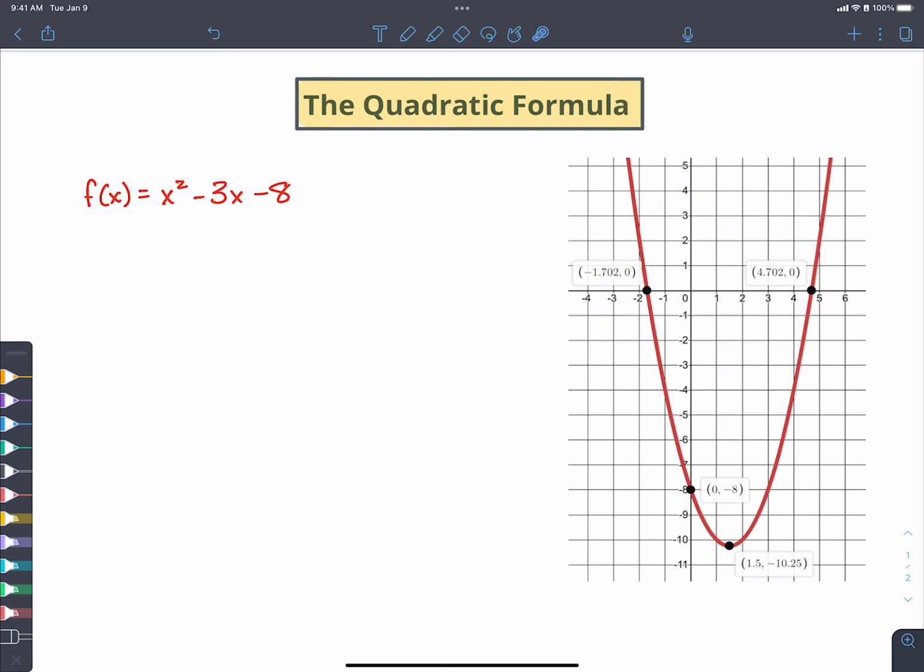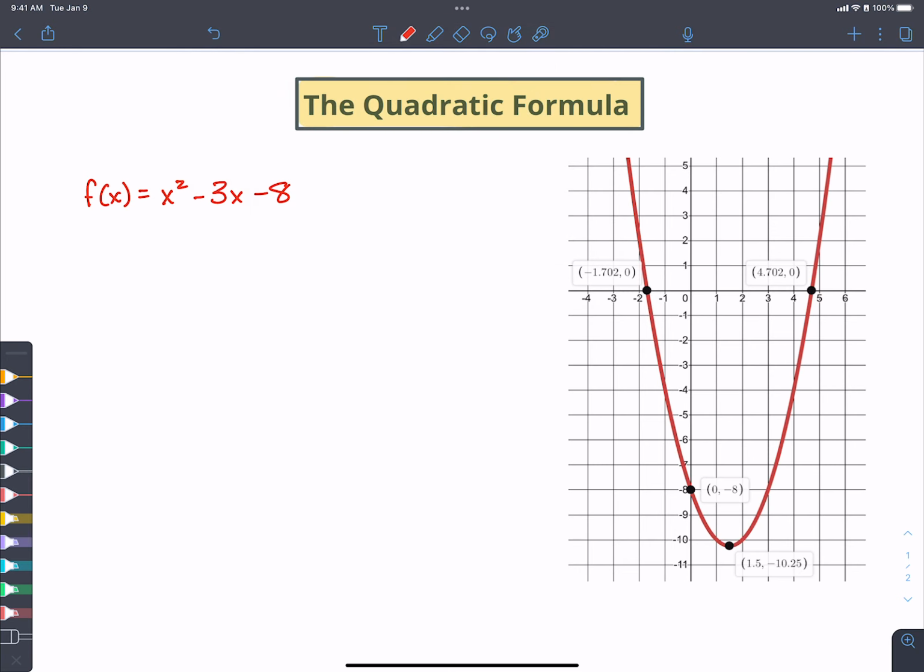In this video, we are going to talk about the quadratic formula. So we've been talking about what happens when we want to factor an equation and we want to graph it and find the x-intercepts and the axis of symmetry and all that other good stuff. So here we've got an equation in standard form.